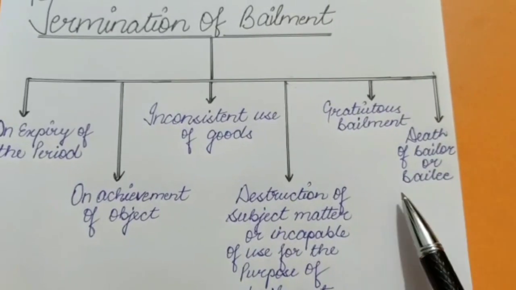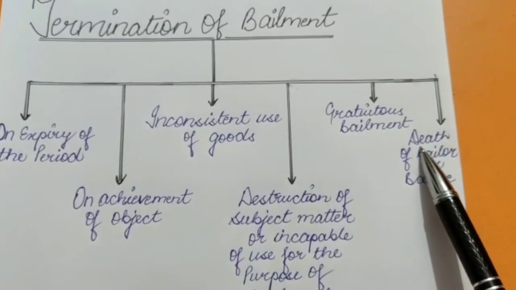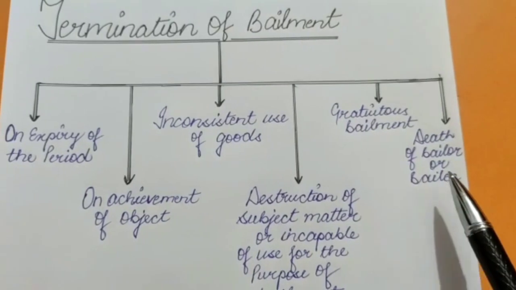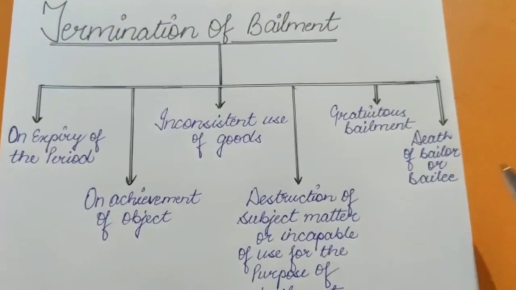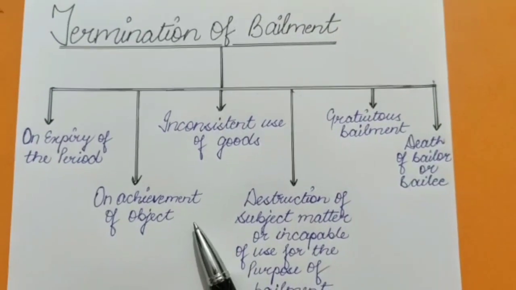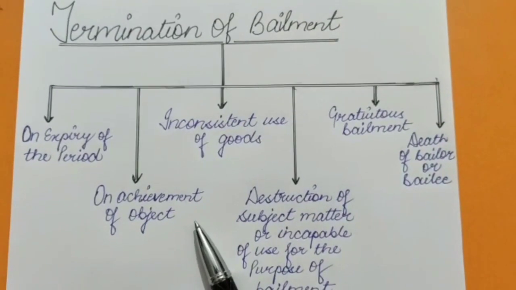Next is death of the bailor or the bailee. When there is a death of the bailor or the bailee, it simply means that it terminates the contract of bailment. So now we have completed the bailment chapter.